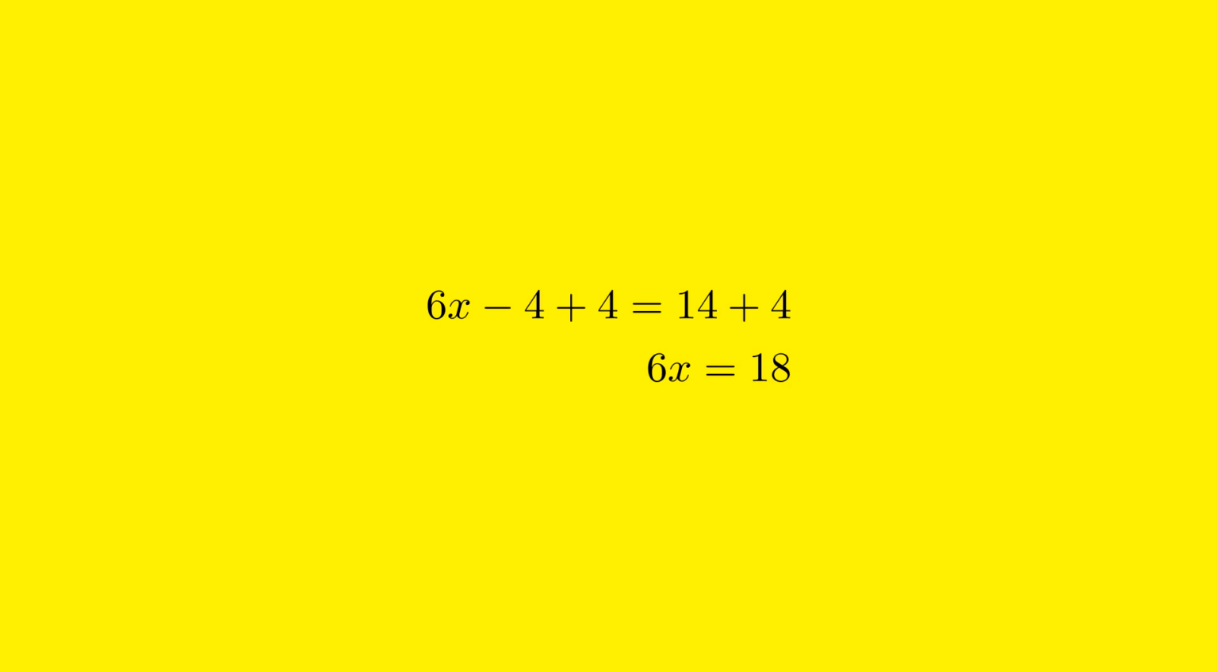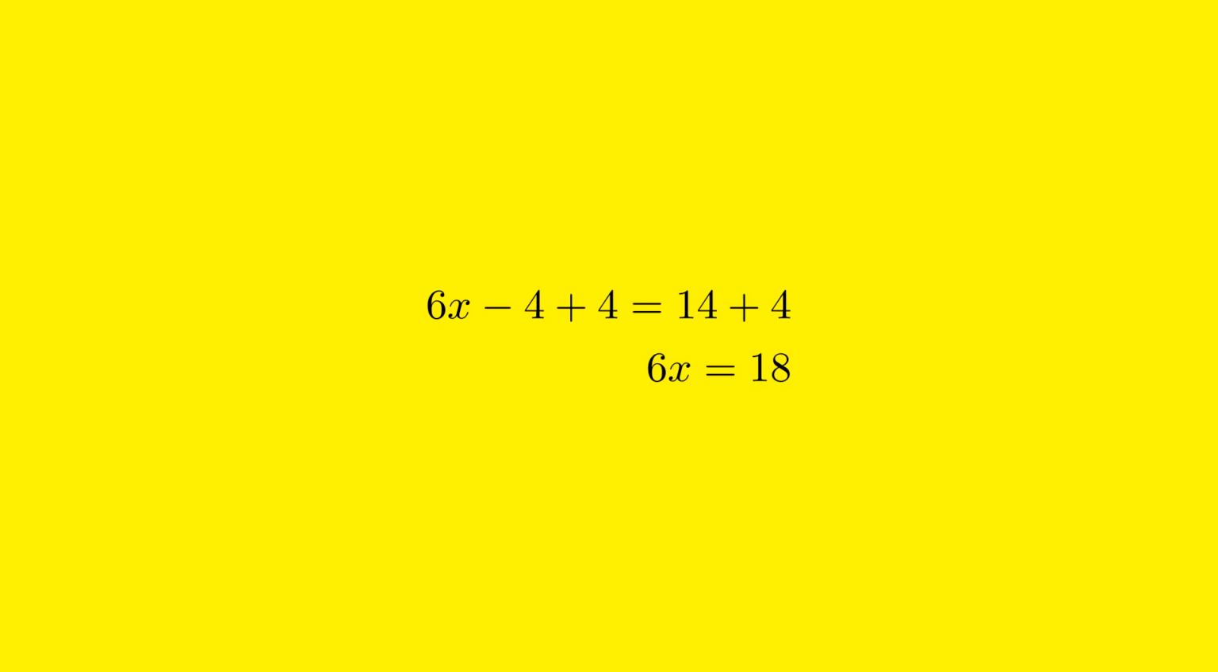Here's why we do this. Adding 4 to the left side cancels out the minus 4, because minus 4 plus 4 equals 0. So when we add 4 to the left side, we must also add 4 to the right side to keep the equation balanced. Effectively, the equation becomes 6x minus 4 plus 4 equals 14 plus 4. Now simplifying both sides, we get 6x equals 18.